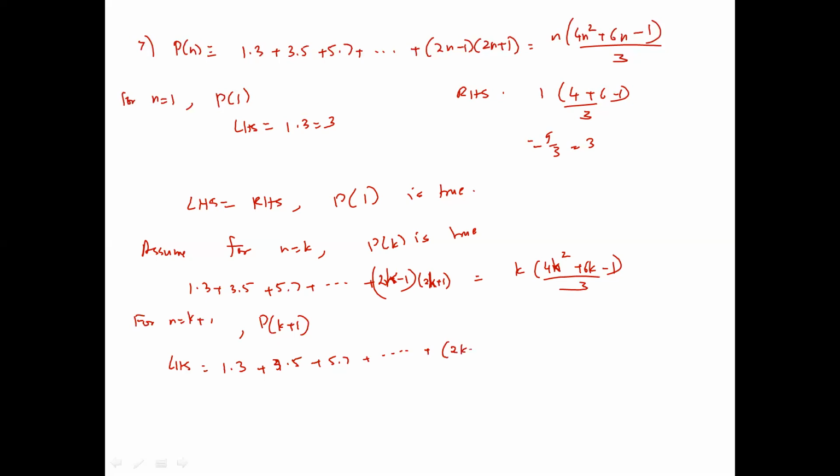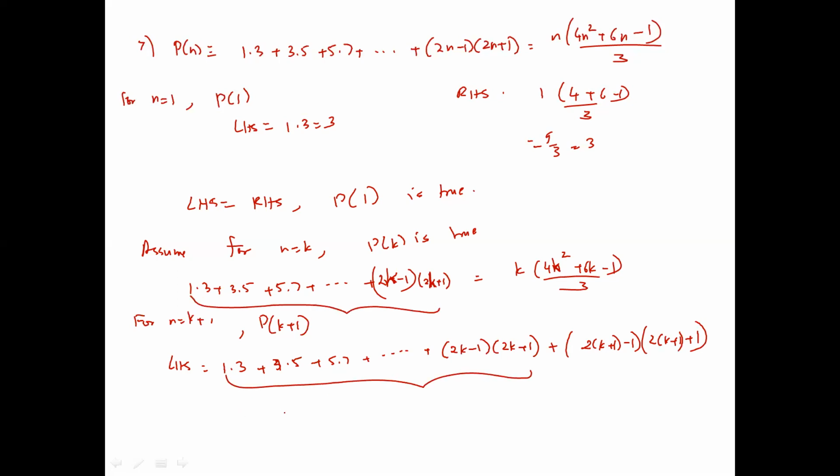First we will write 2k minus 1 into 2k plus 1. Then we will put k plus 1: 2 into k plus 1 minus 1 into 2 into k plus 1 plus 1. The first few terms I can take the help of P of k and write it as k into 4k square plus 6k minus 1 by 3. Apart from this extra, you will have 2k plus 2 minus 1, 1, and 2k minus 2.